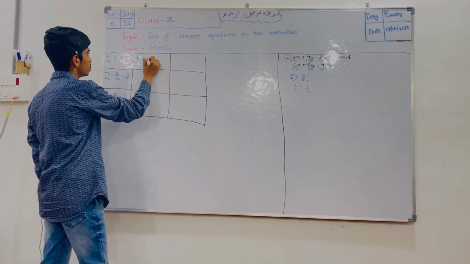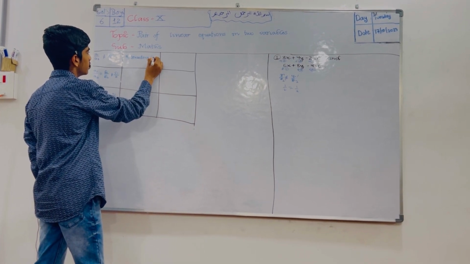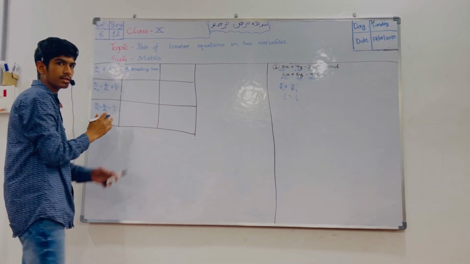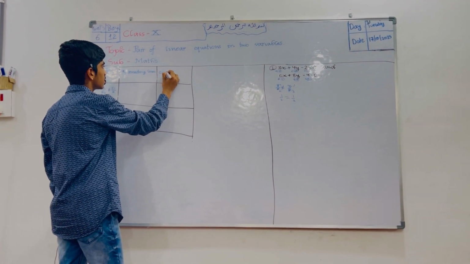Intersecting lines means the two lines are cutting at one point. In intersecting lines, the equation is consistent.